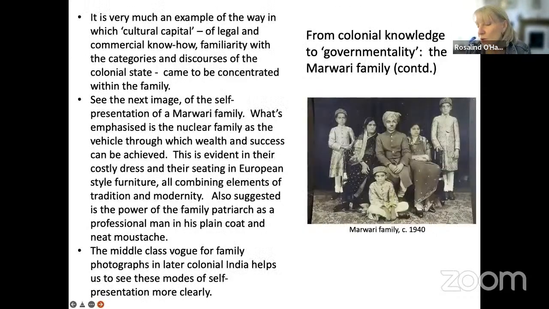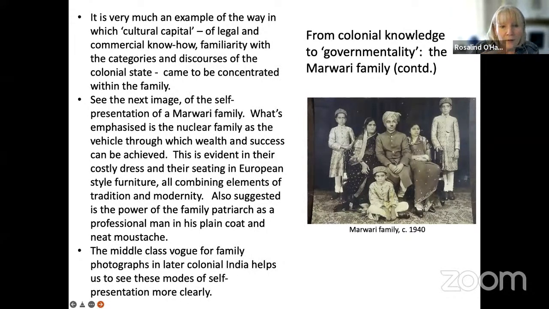Now, I'm going to use some photographs in this lecture, because I think it helps us to understand the way in which this process of people reimagining themselves actually worked.